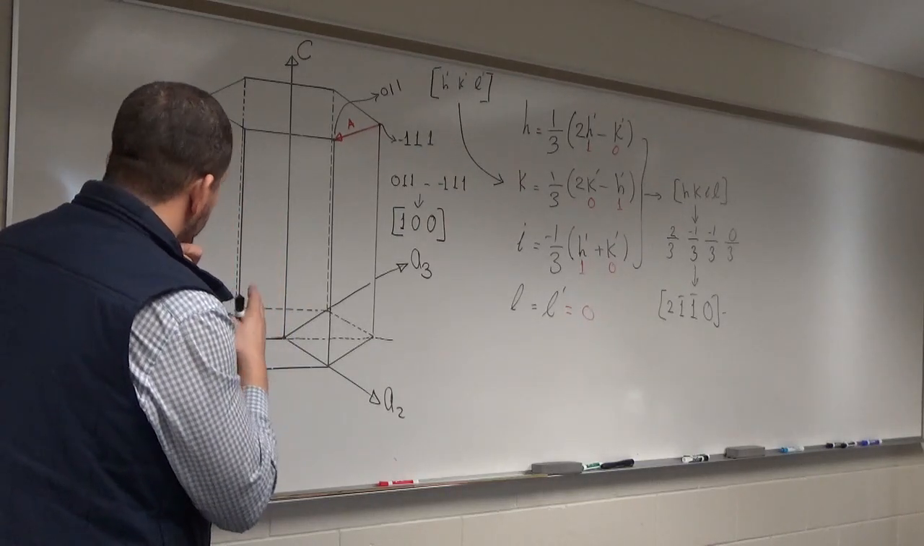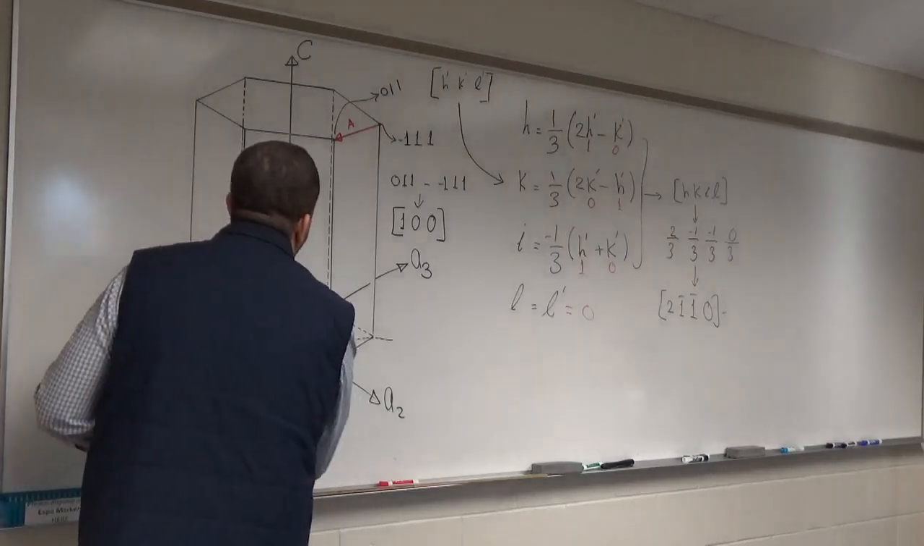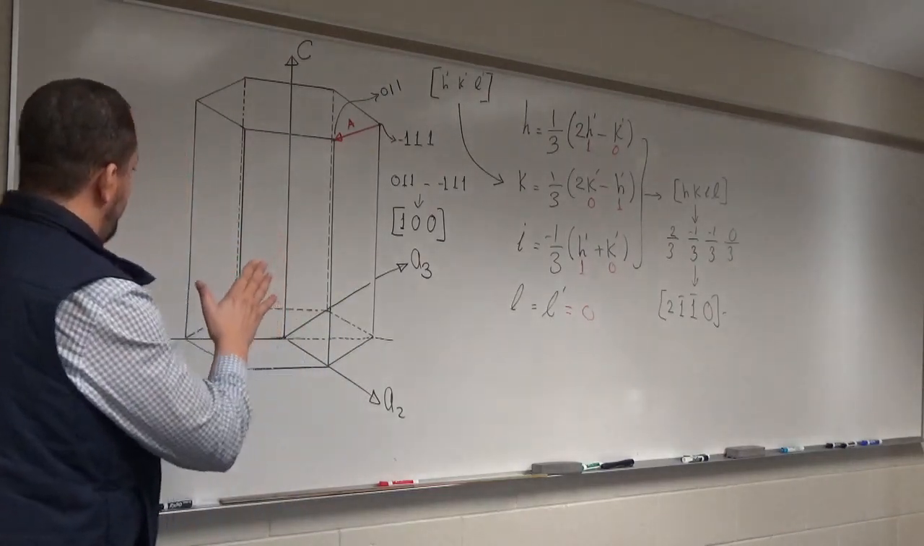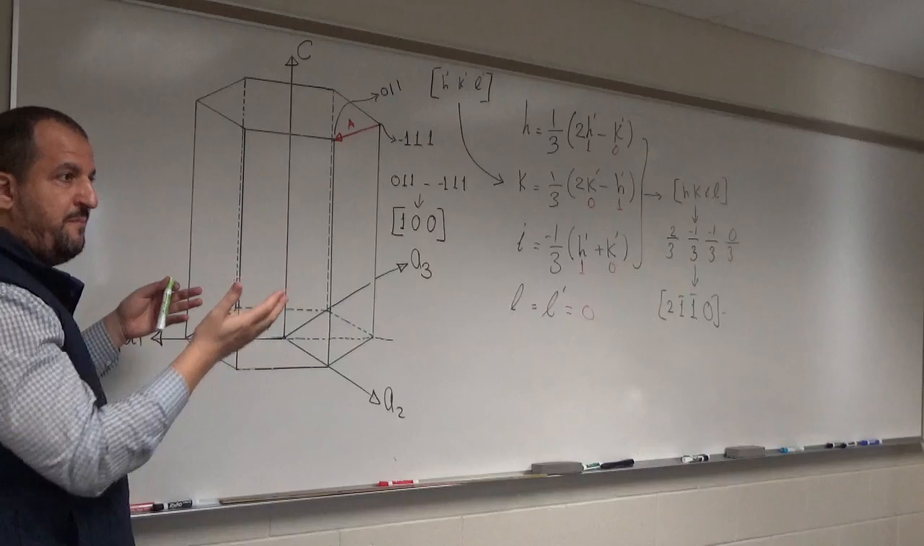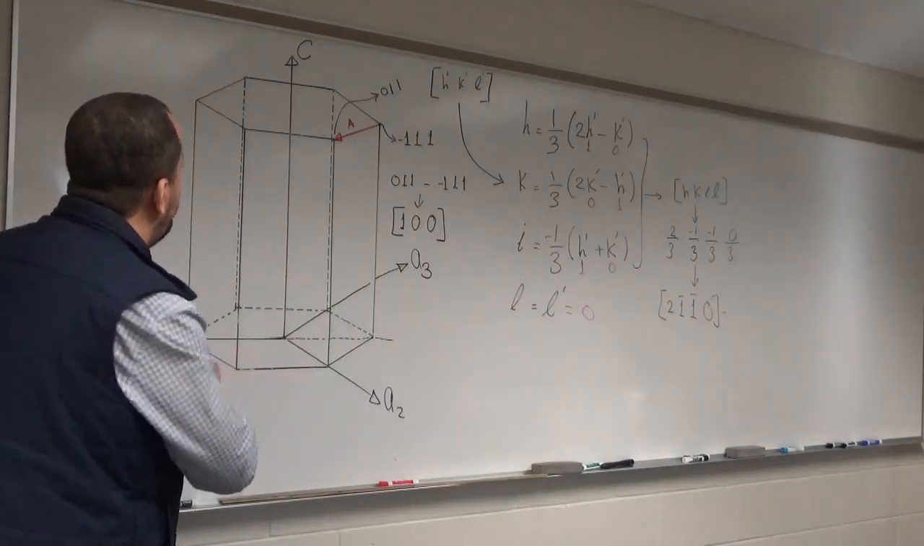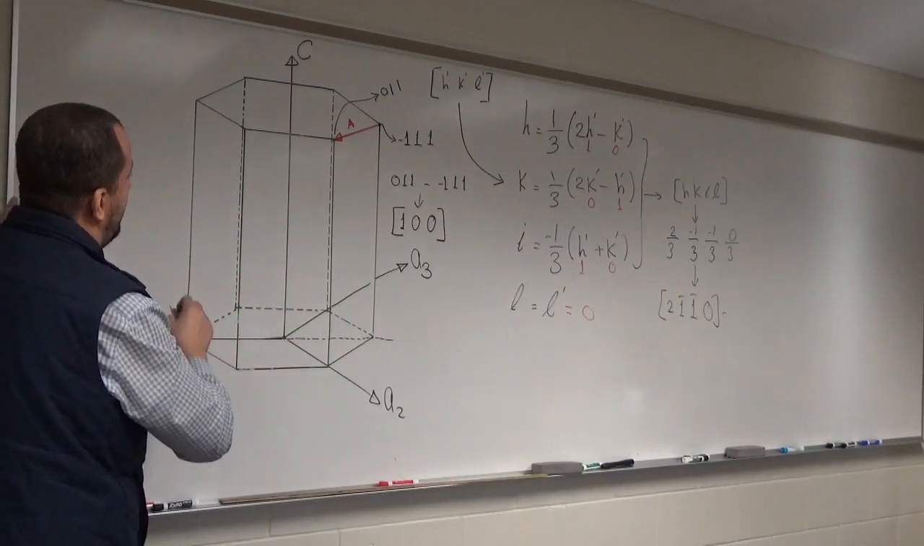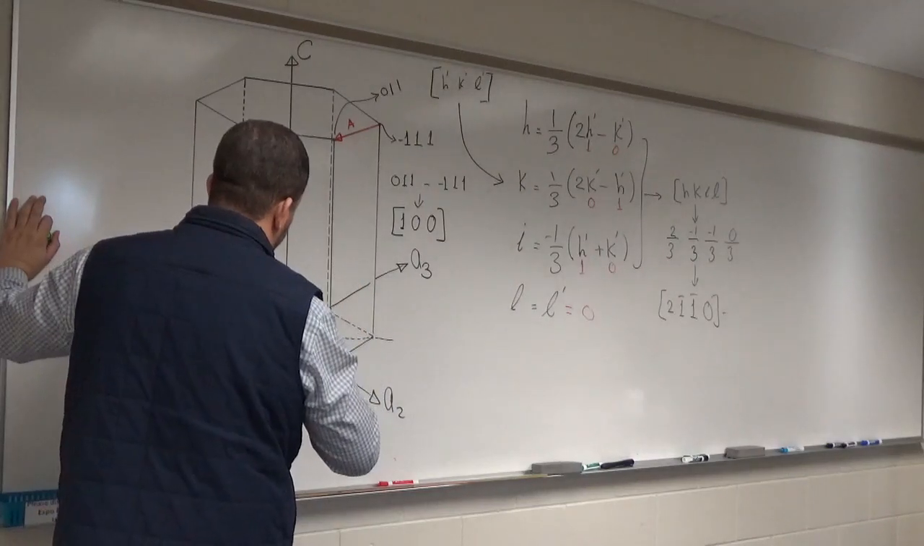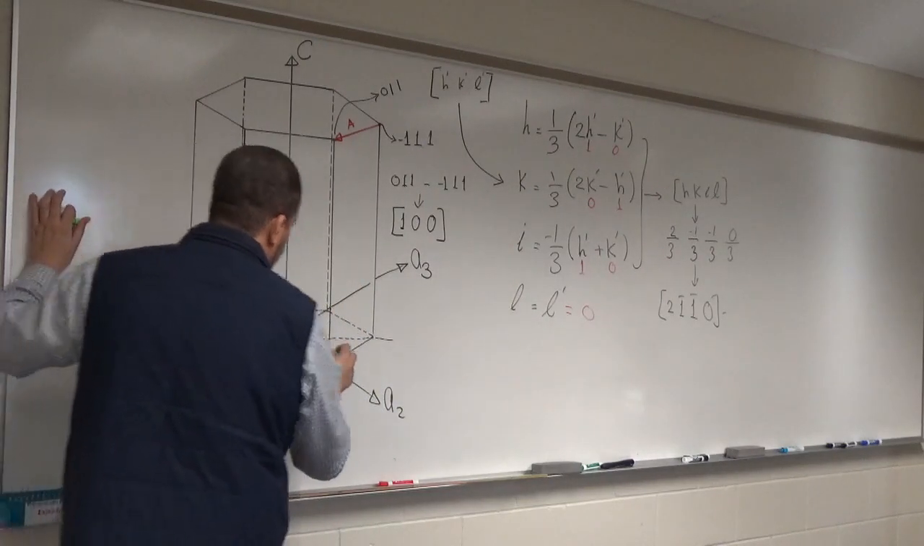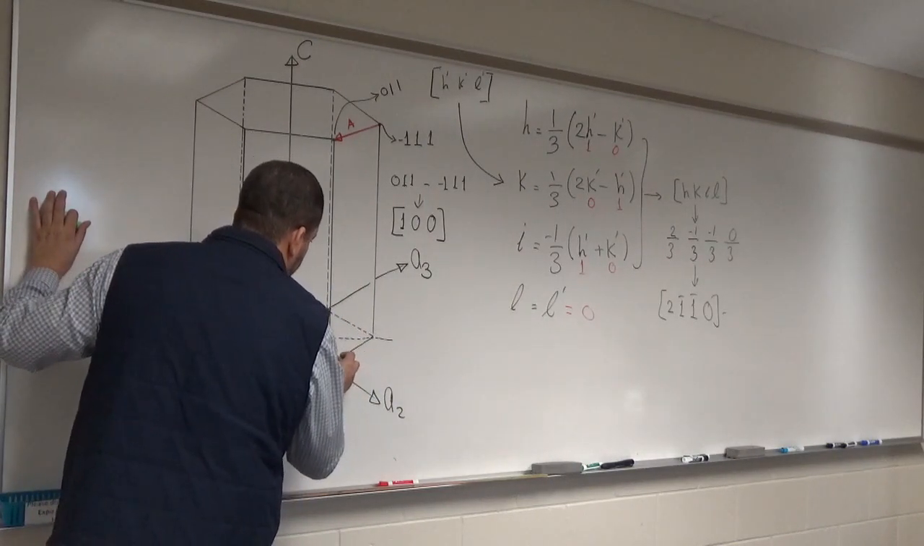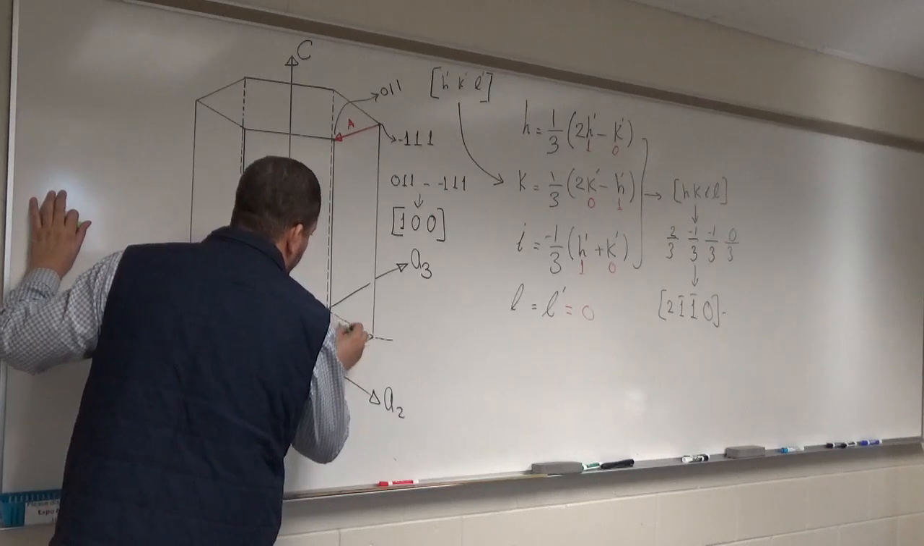Now, I will try to figure out Miller indices for planes. And I will pick a random plane here. And I will have maybe, let's see. So maybe we do this one.